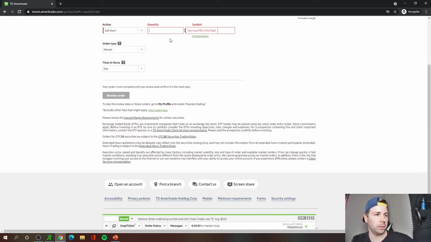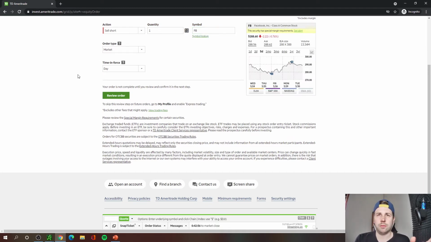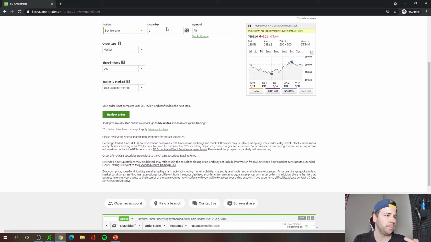So you put in all your quantities here. Market order, limit order, time in force. Put that order in. Once that gets filled, now you're basically in a short position. You've sold shares you don't own. So now you want to close that position up. You're basically going to do the opposite. Go to buy to cover, with all your quantities, symbol, everything the same, and close that position that way. This is the only way I know how to do it here on the website.